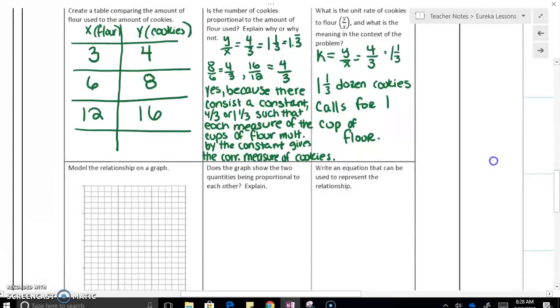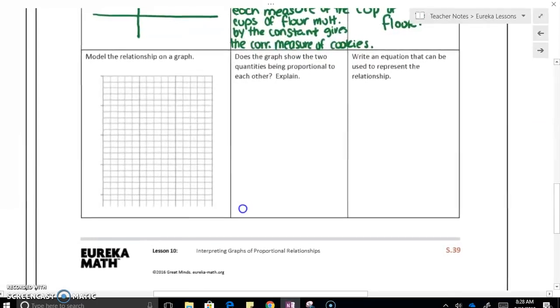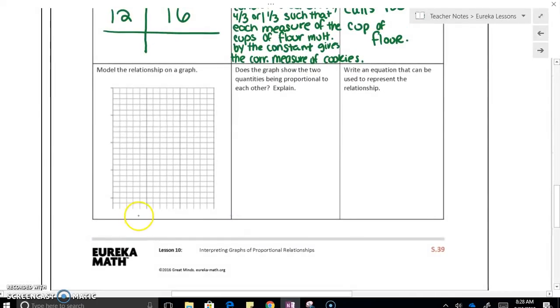All right, so let's go ahead and model the relationship. We're going to model the relationship on the graph. So we want to make sure you label your graph. We're going to call the x-axis flour and y-axis cookies. And I'm going to measure it. I'm going to move this down a little bit. I'm going to move this down here to flour. That way I have space to write my numbers.